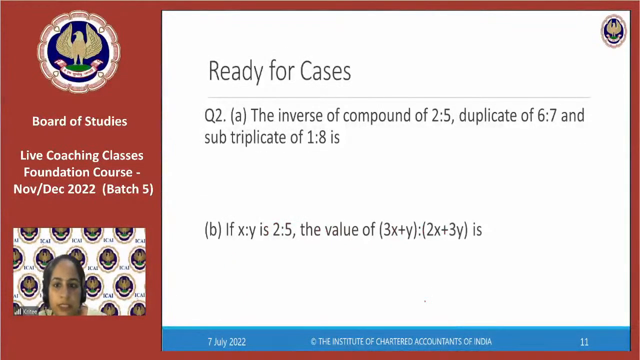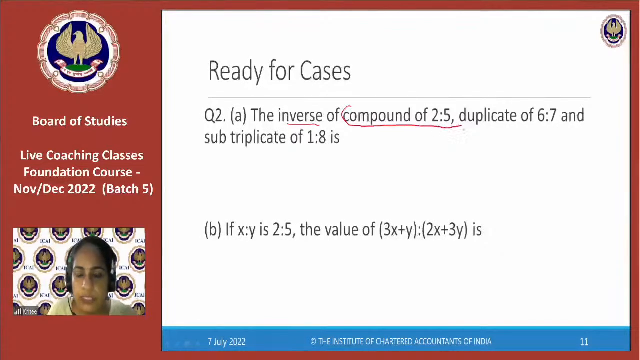All right. Second question. Look into this question, please. Okay, I have to give the inverse. I'll talk about inverse later on, right? Inverse of compound of 2:5, duplicate of 6:7, and subtriplicate of 1:8. First, I need to compound. Compound means you are multiplying the ratios.